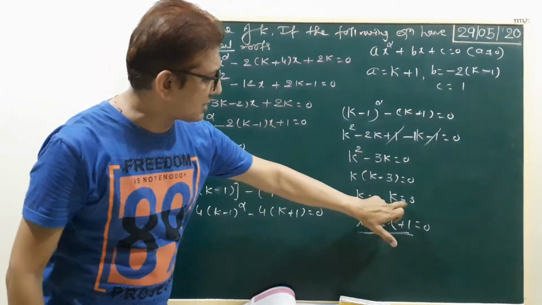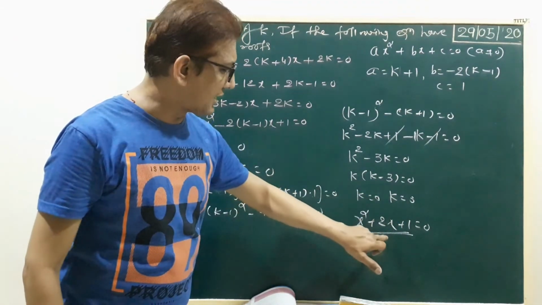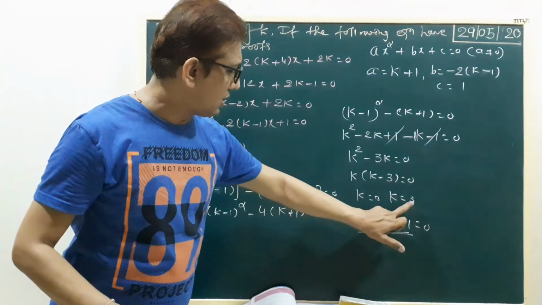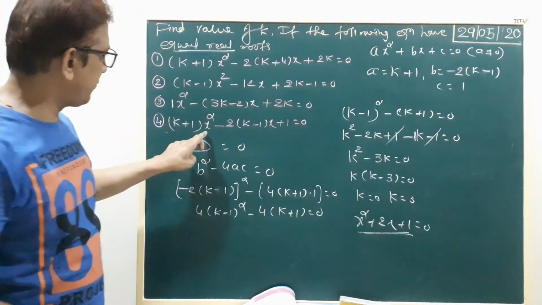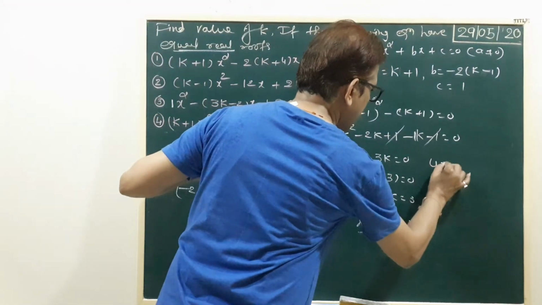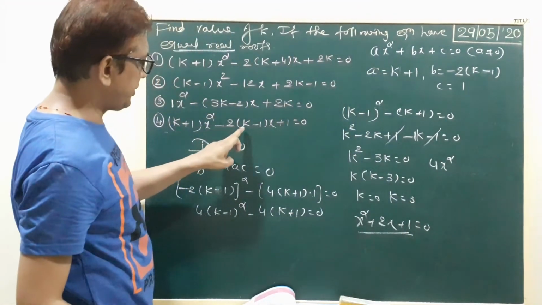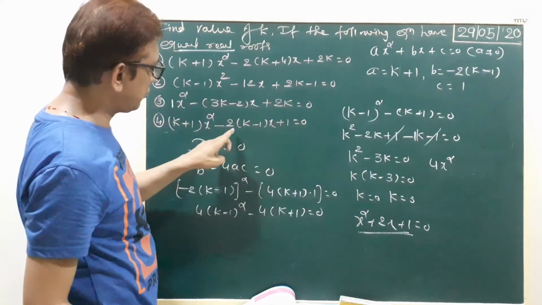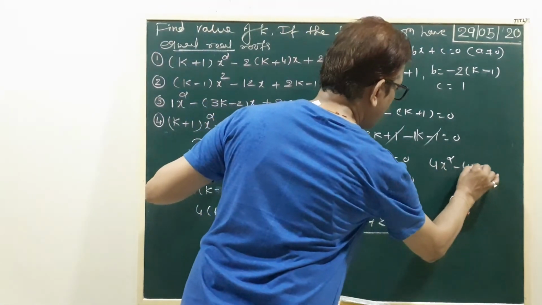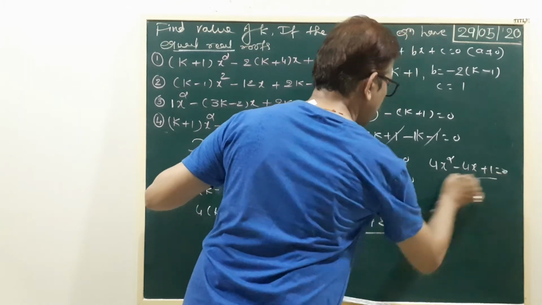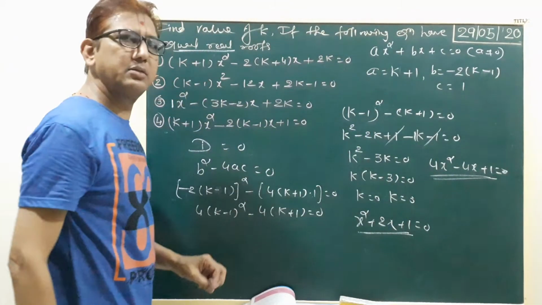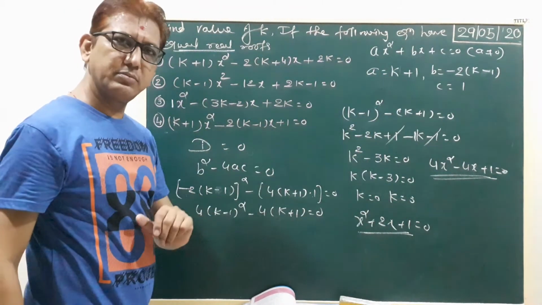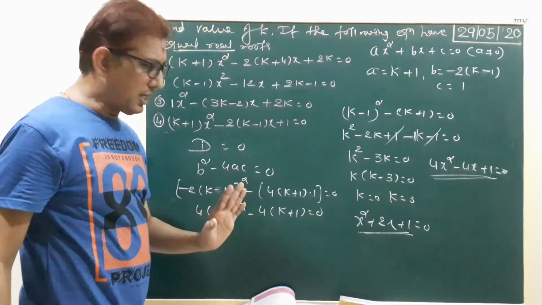For the other value, put 3. You get only one answer, right? Now put 3: 3 plus 1 is 4, so 4x². 3 minus 1 is 2, 2 times 2 is 4, so −4x, and +1 as it is. You again get a perfect square, only one answer. Is that clear? Okay.